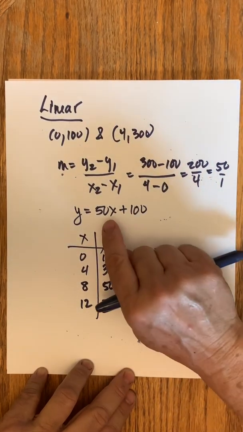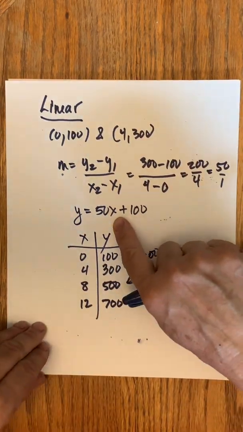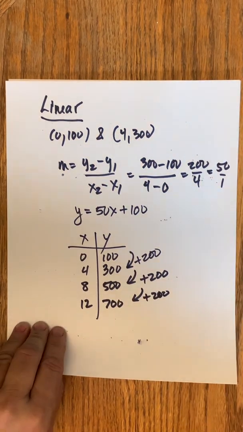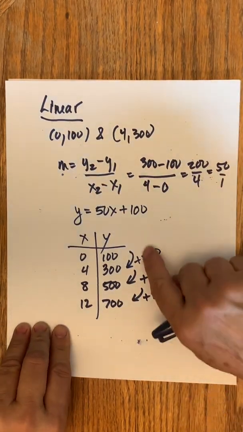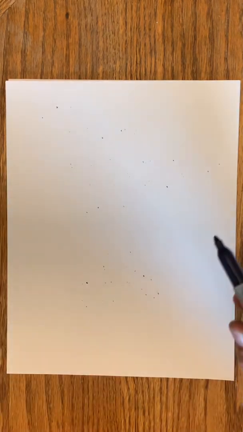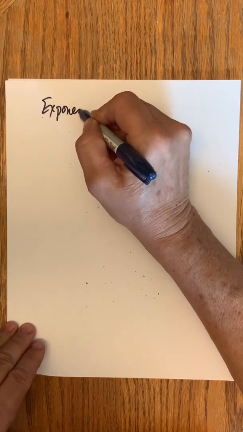So the idea is you're adding, and we can double check and just see what happens if we have like 8: 50 times 8 is 400, plus 100, 500. So there's your model, it checks out. But the big takeaway here is you're adding, right? So now let's do the same thing with the same 2 points, but let's look at an exponential model.